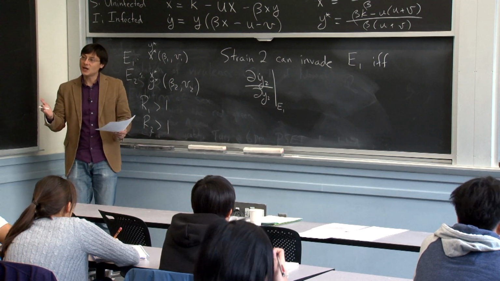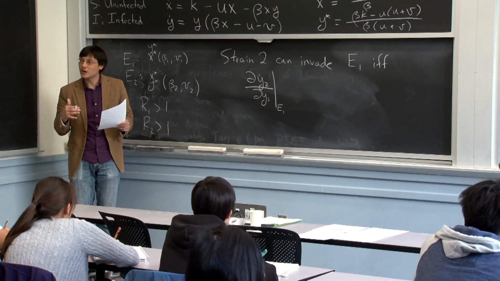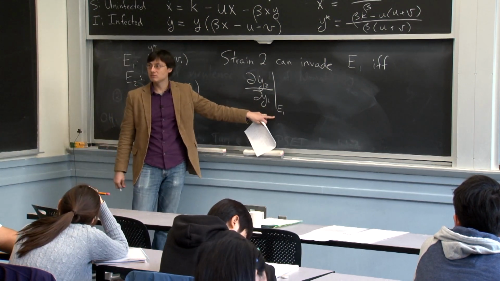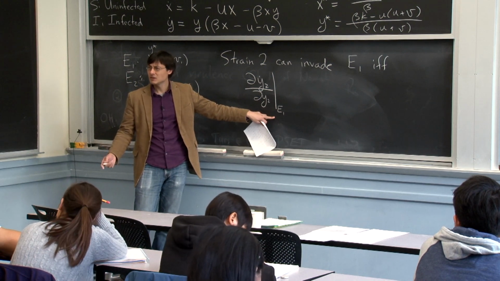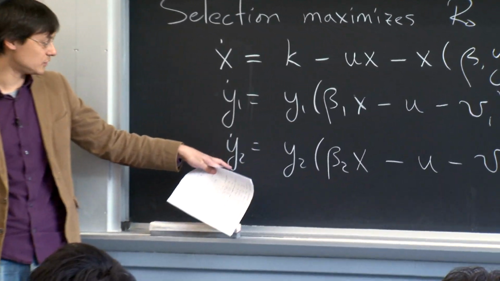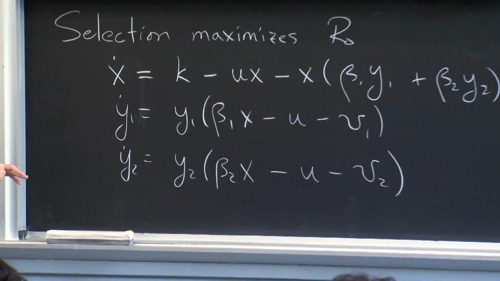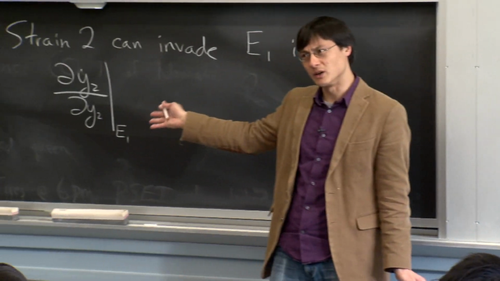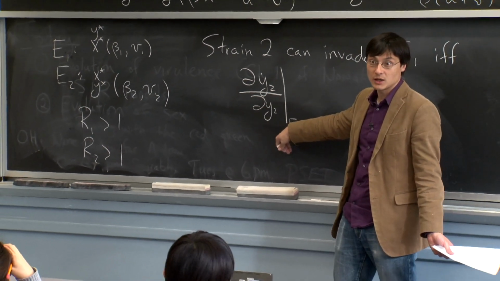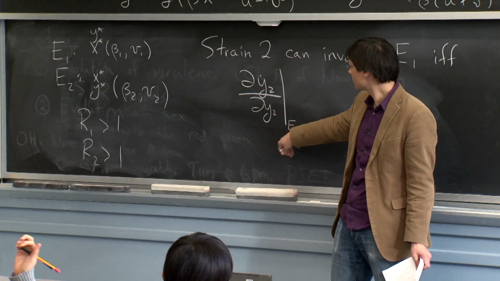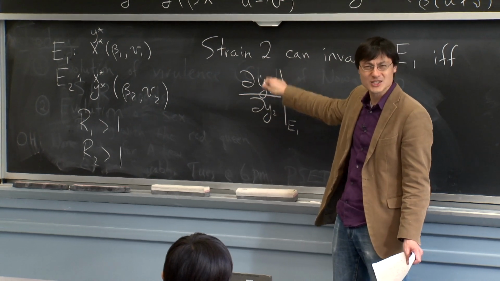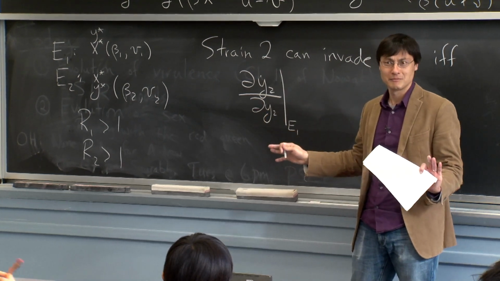You said y2 dot has to be something, evaluated at E1. But what is y2 dot evaluated at E1? It's 0, because at E1 there's 0 y2. So it's almost what you want, but not quite. This condition, which looks very weird, is really saying that if we're at E1, with no type 2 infections, we want to add a little bit of y2 and ask what y2 dot is. And this derivative evaluated at E1 allows you to do that.